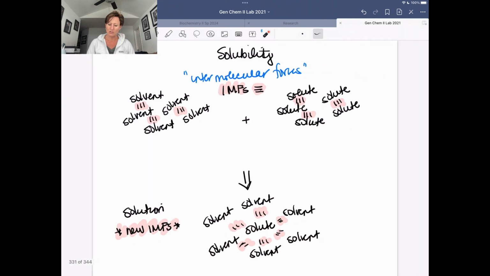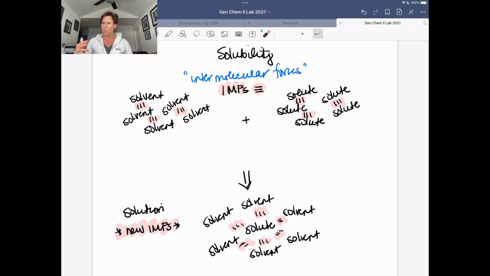And then the question is, when we mix these together, what happens? At its core, what we're doing is exchanging intermolecular forces. We have to break solvent-solvent interactions, we have to break solute-solute interactions, and then we're making new intermolecular forces in our solution. So always remember, breaking intermolecular forces takes energy, and when we make intermolecular forces, we get energy back out.